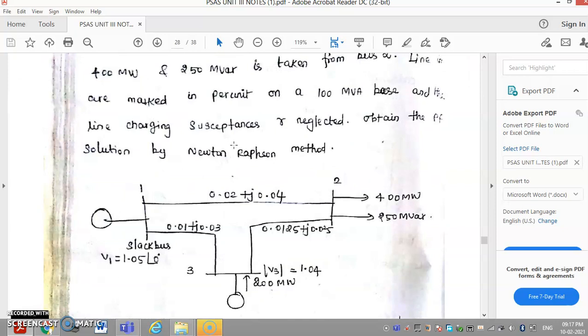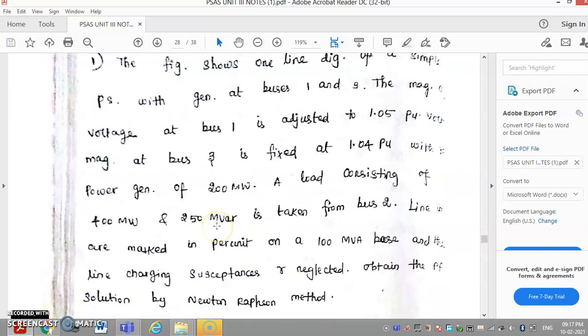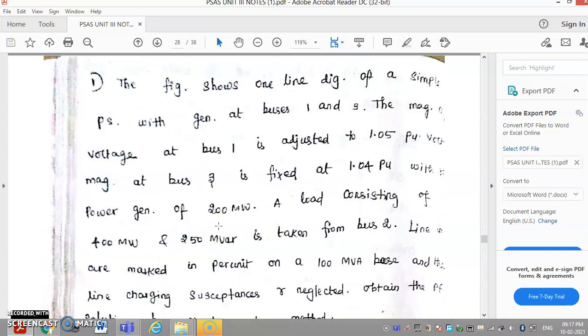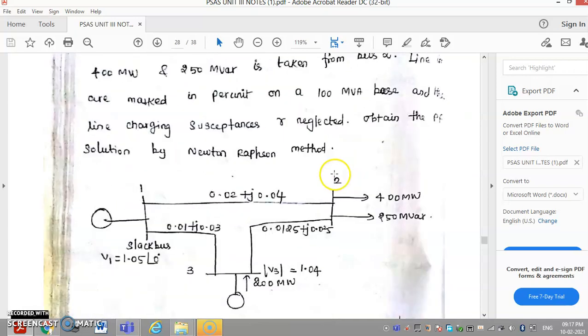See the figure. The figure shows a one-line diagram of a simple power system network with generation at buses 1 and 3. We can see the round symbol, and inside that we put an alternating sinusoidal signal to indicate that it is a generator bus. Here we have 3 buses: bus number 1 is represented here, 2 here, and 3 here. So this power system consists of a 3-bus network. The first bus and third bus are generator buses. The second bus is a load bus.